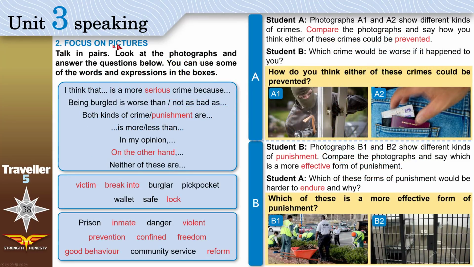2. Focus on pictures. Talk in pairs. Look at the photographs and answer the questions below. You can use some of the words and expressions in the boxes. Student A, look at A1 and A2. Photographs A1 and A2 show different kinds of crimes. Here we have burglary, and here we have pickpocketing.